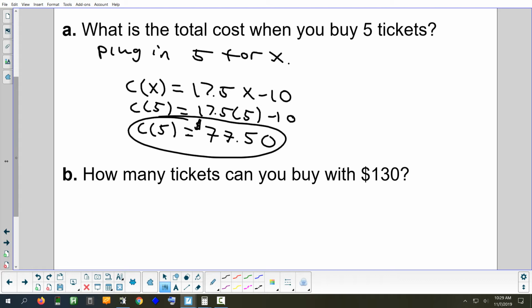Lucas, you think you know what it would be? 130? Yeah, we want to fill in 130 for the cost. No, we need the formula from up there. Did you write down the formula? It might already actually be printed on your notes too. We copy down the same thing as the C of x equals 17.5x minus 10. So it would be 130 equals.